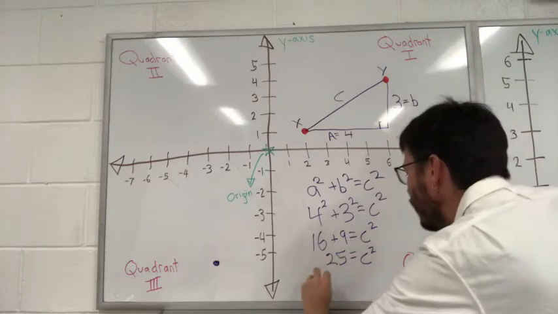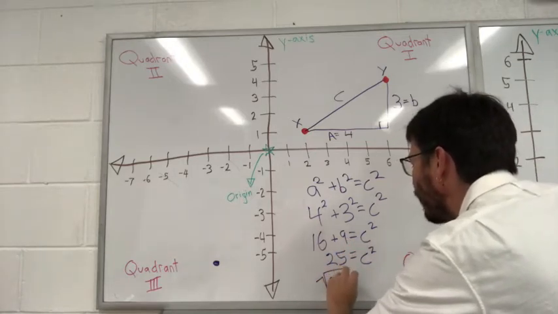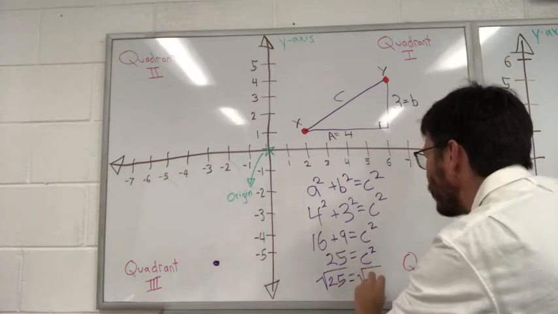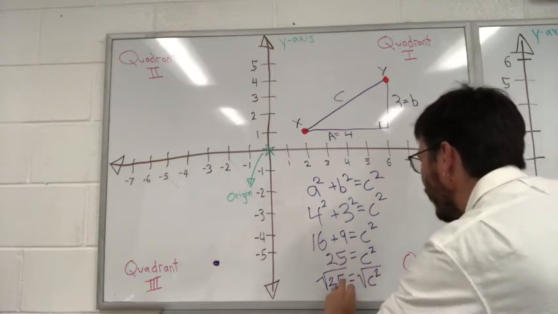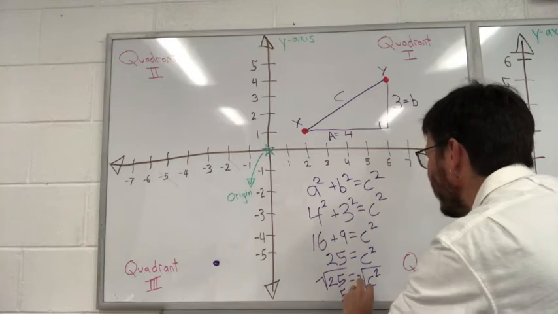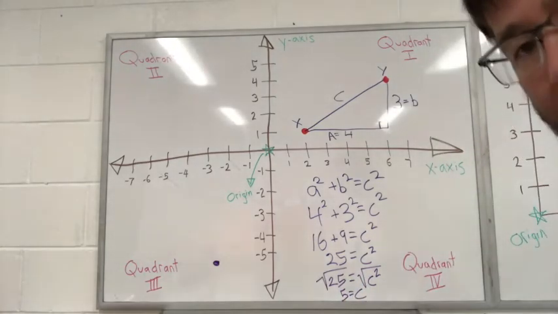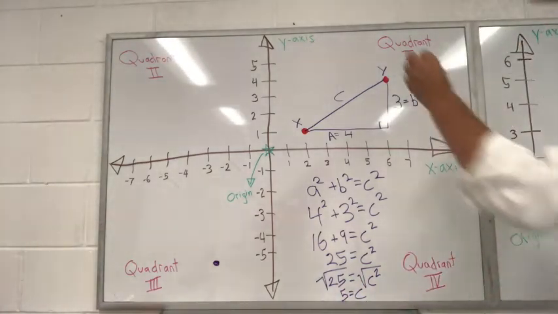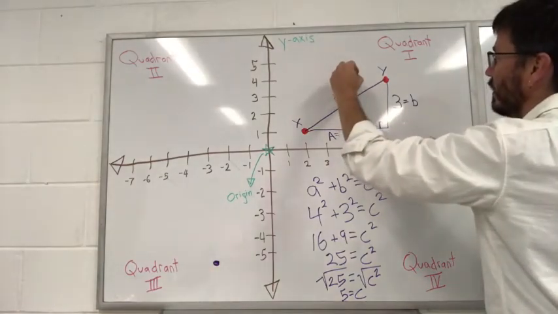Run out of room, no big deal. The square root of 25, the square root of C squared. And so what we get, I ran out of room at the very end, but I did it. C is 5. Wow. C is 5.